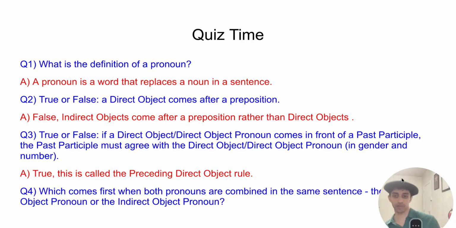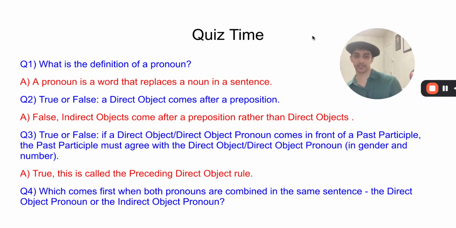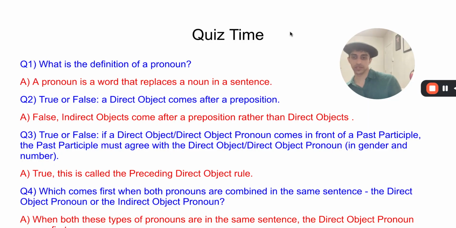Question 4 then, which comes first when both pronouns are combined together in the same sentence, the direct object pronoun or the indirect object pronoun? Okay, let me reveal the answer then. When both these types of pronouns are in the same sentence, it's the direct object pronoun that comes first, and you have to follow those strict rules of French syntax or grammar, I suppose. The direct object pronoun would come first, then the indirect object pronoun.